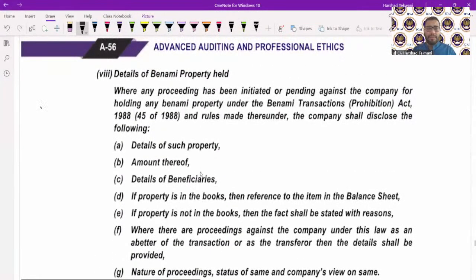Benami property, same as we discussed in division 1. There is no change in the amendment which we have already discussed in division 1.